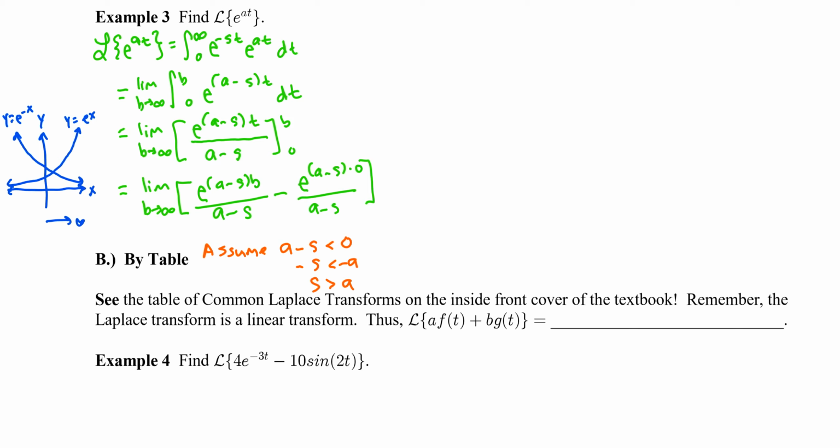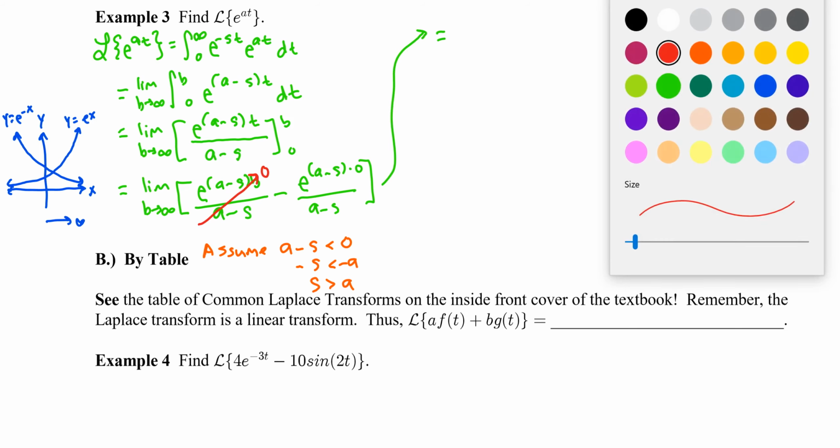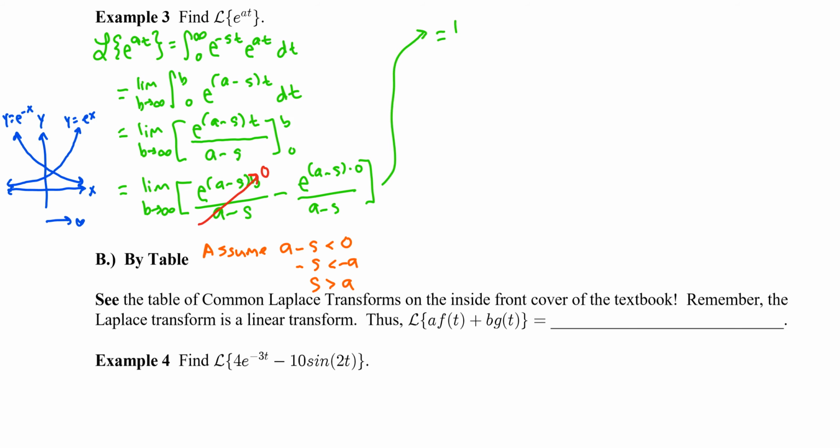If s is bigger than a, that's a negative coefficient. And if that's a negative coefficient, then the limit would be 0. So we can add that in there. This goes to 0 with our assumption. Thus, we're calculating the limit as b approaches infinity of, this goes to 0.